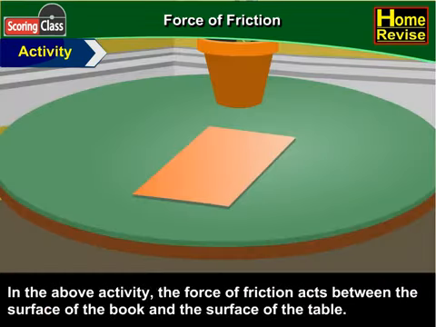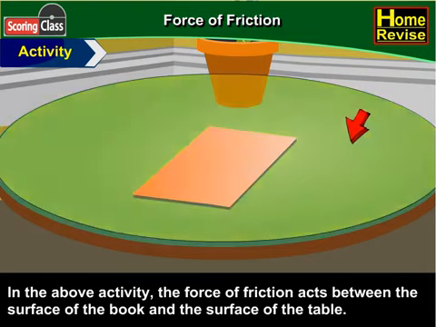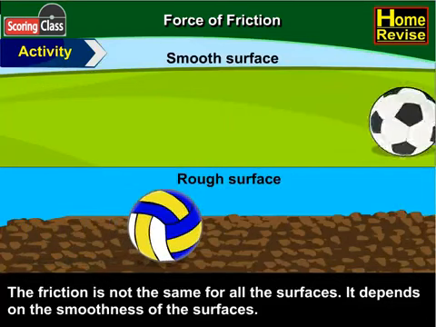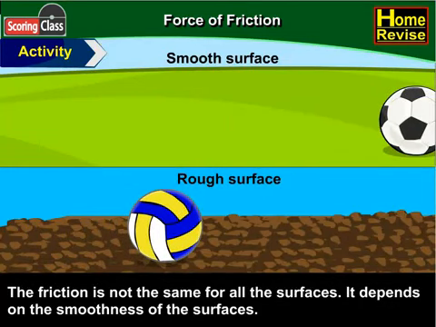In the above activity, the force of friction acts between the surface of the book and the surface of the table. The friction is not the same for all the surfaces. It depends on the smoothness of the surfaces.